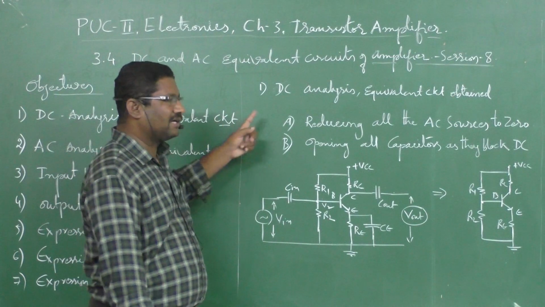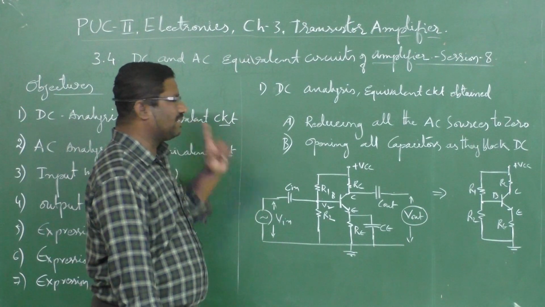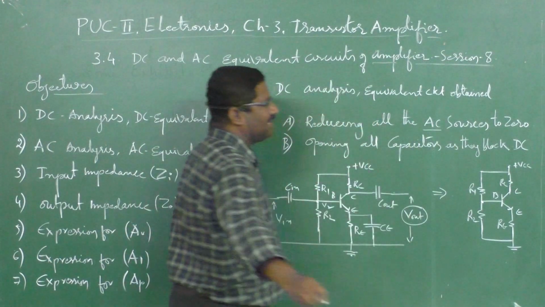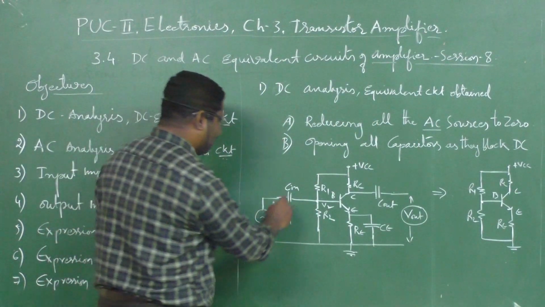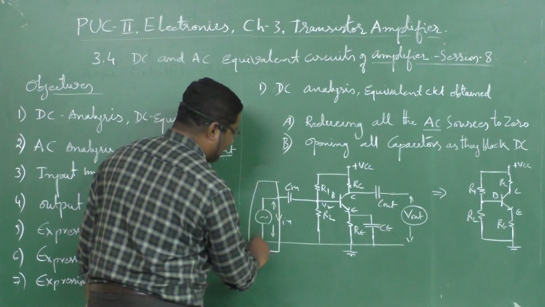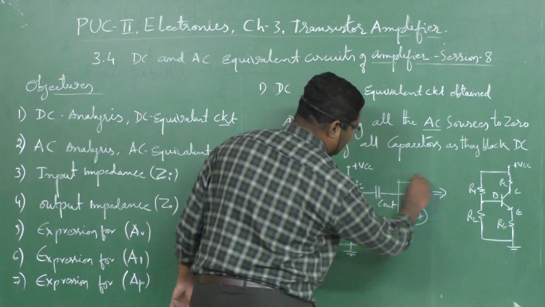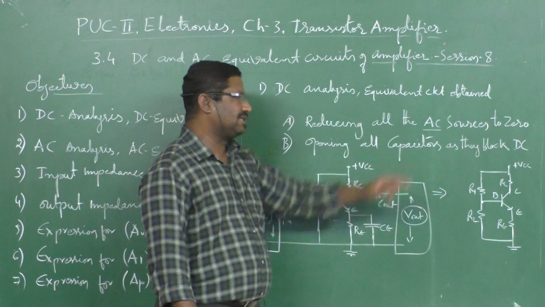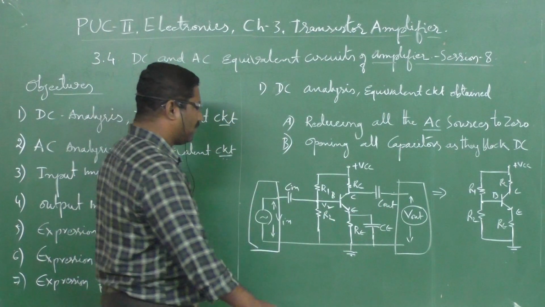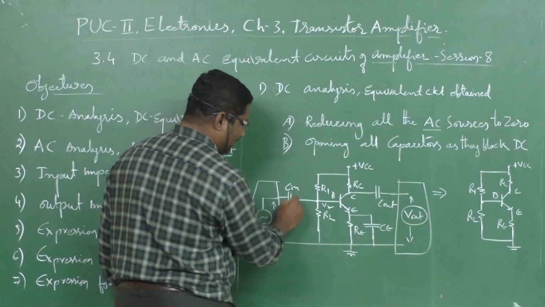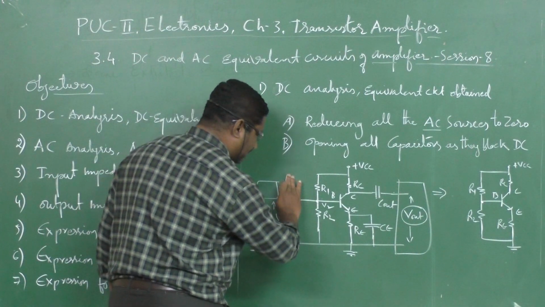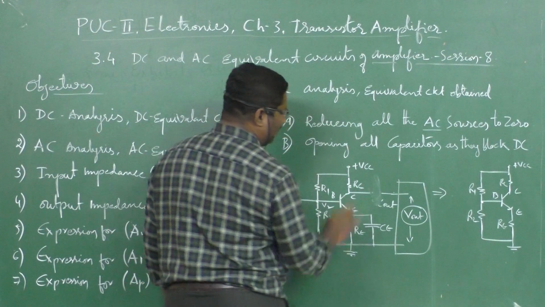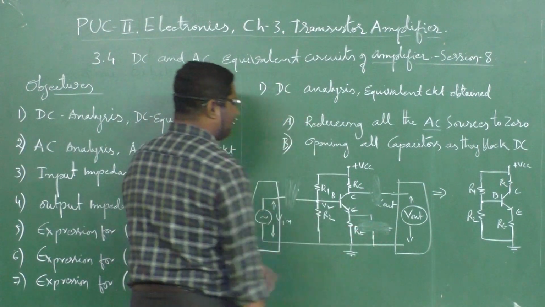Condition number 1, condition number 2, condition A, condition B. So what is the first condition? Reduce all AC sources to 0. Reduce all AC sources to 0 means we must remove this AC source, and then we must remove the input and output AC sources, and open all capacitors as they block DC. So what is opening all the capacitors? This capacitor is there. If you remove this, that will be open, and if you remove this, that will be open, and if you remove this, that will be open.